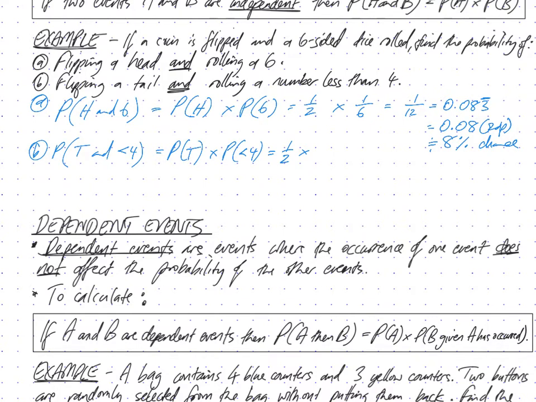what's the chance of rolling less than 4? Well, there's 3 numbers less than 4 on a six-sided dice. That's 3 numbers out of the 6. So that's going to be 1 half times 1 half. 1 half times 1 half is a quarter, which is the same as 0.25, which is the same as 25% chance of that occurring.